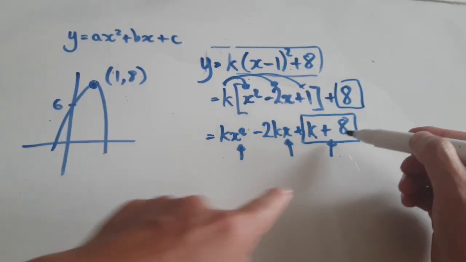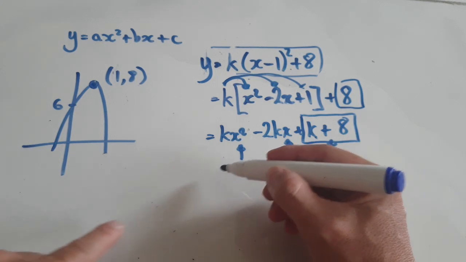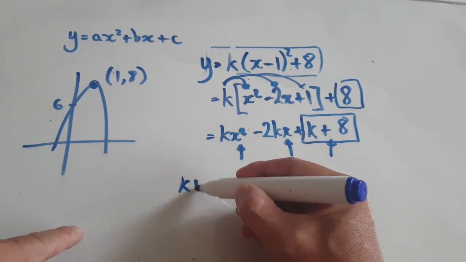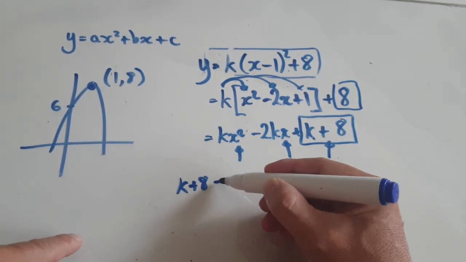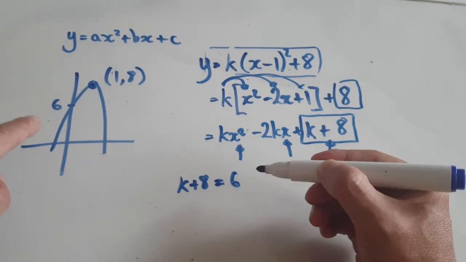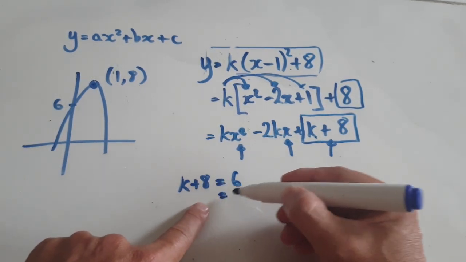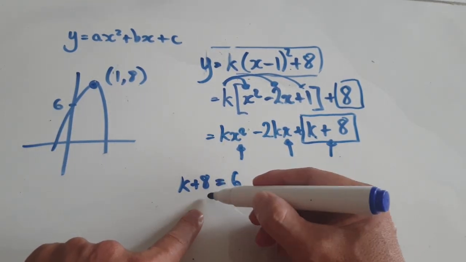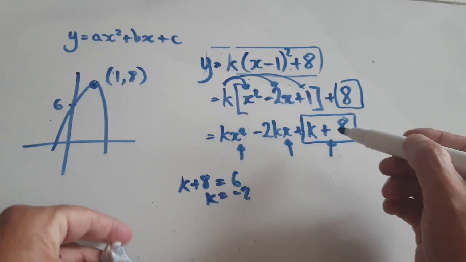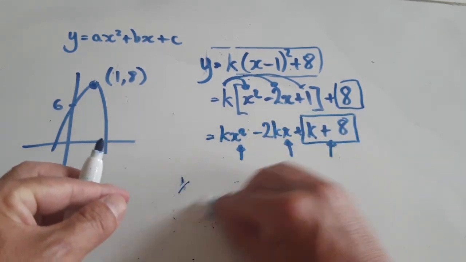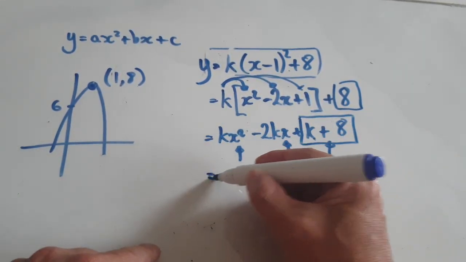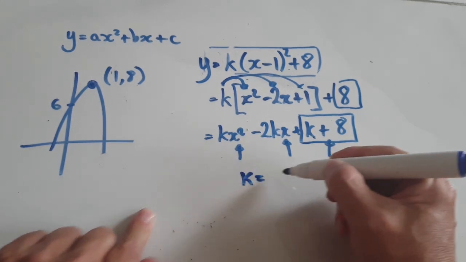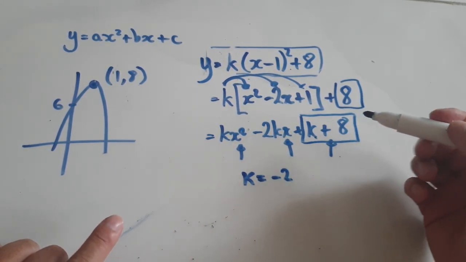But in the future, this will be more complicated. So you might have to do something like this: k plus 8, and I want to force it to be 6. So what must k be? Well, I need to kill off the 8, so that would be negative 2 equals k. Anyway, k equals negative 2. That's our answer.